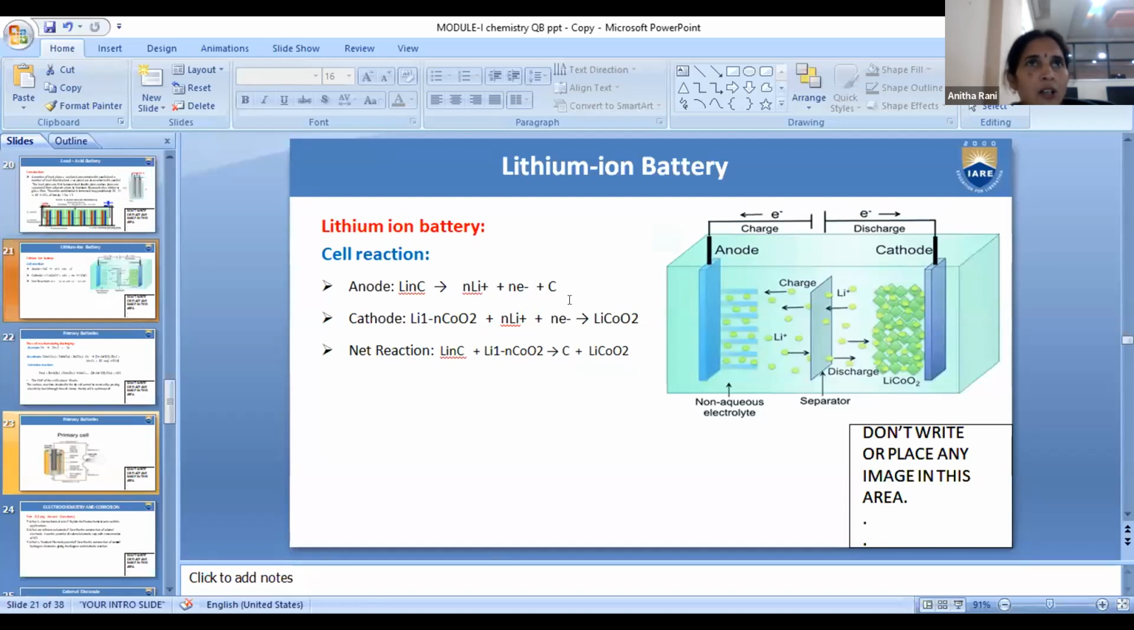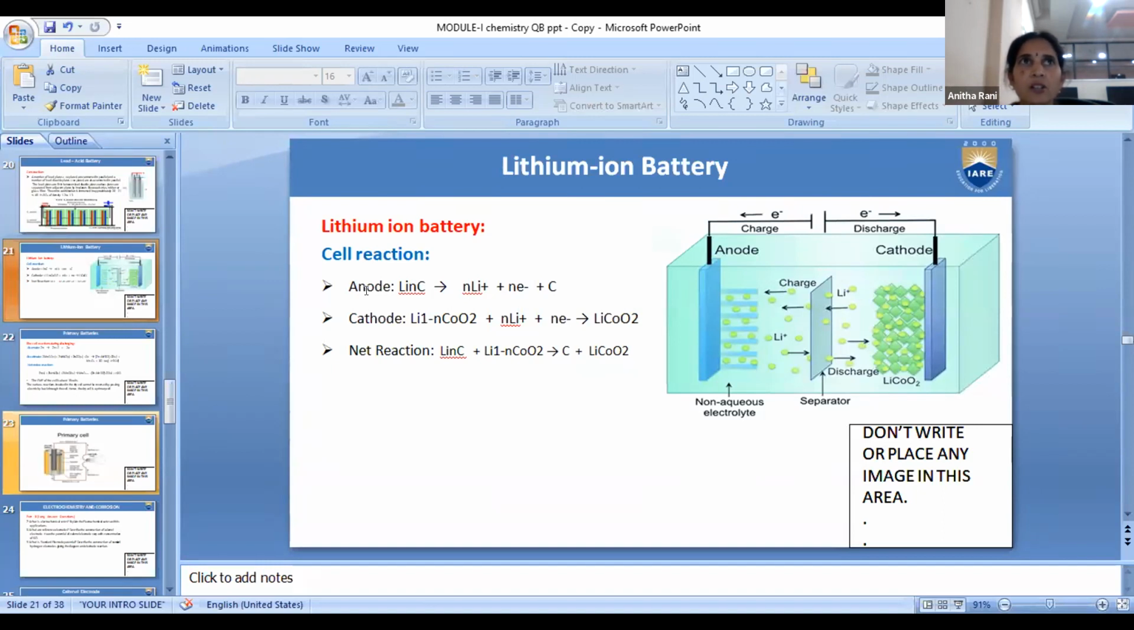So we will construct the lithium-ion battery. We will take anode as graphite, cathode as lithium cobalt oxide, and we will insert this anode and cathode in the electrolyte, that is lithium tetrafluoroborate, and connect this anode and cathode to the device. That is the construction of lithium-ion battery. So what is the cell reaction?